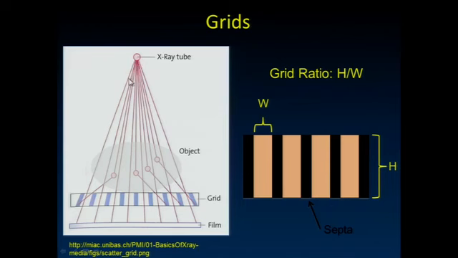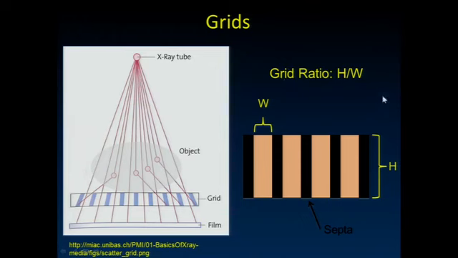Yes, occasionally one of the primaries may strike one of the pieces of lead, or whatever material it's made of, and not make it through too. So grids reduce the primaries as well as reducing the scatter. It's just that they reduce the scatter much more than they reduce the primaries, okay? So our overall ratio of scatter to primaries gets much better when we use a grid.